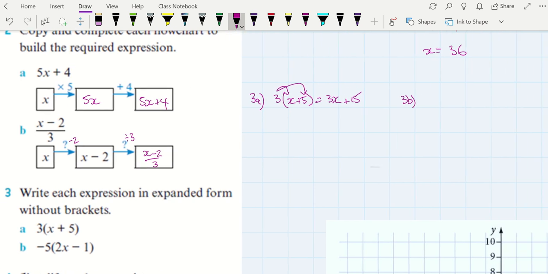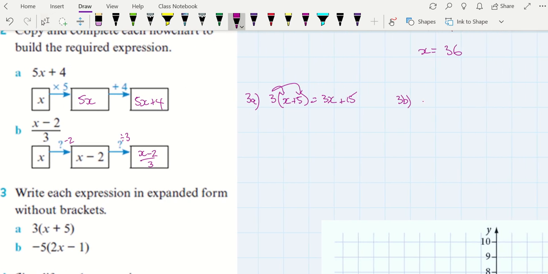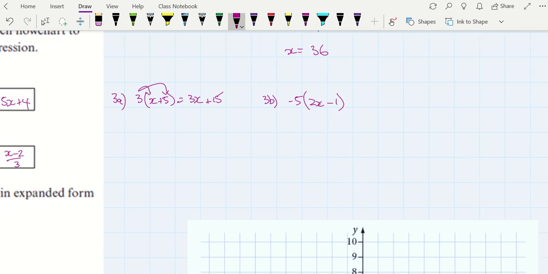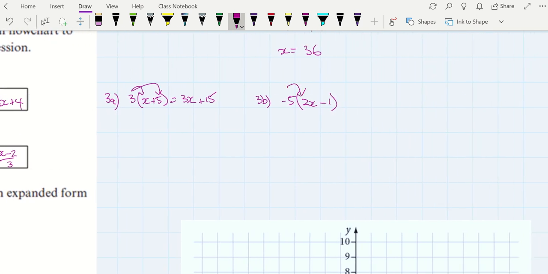Okay, negative 5 times (2x minus 1). Well, negative 5 times 2x, well, that's got to equal negative 10x. Remember, we do the coefficients. Now we've got a negative times a negative, so that's a positive, and negative 5 times negative 1 is positive 5, so negative 10x plus 5.